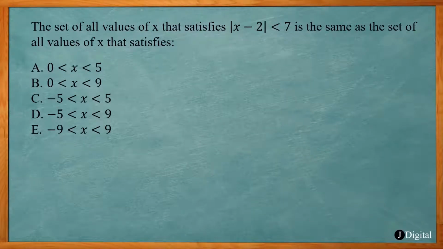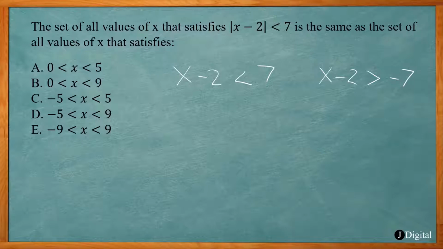Now this one says the set of all values of x that satisfy absolute value of x minus 2 is less than 7 is the same as the set of all values of x that satisfy. So this one's a little different. We have an inequality instead of an equality. You're going to set up two inequalities. X minus 2 is less than 7. But this is slightly different. You're going to change the arrow for your inequality. So it's going to be x minus 2 is greater than negative 7.